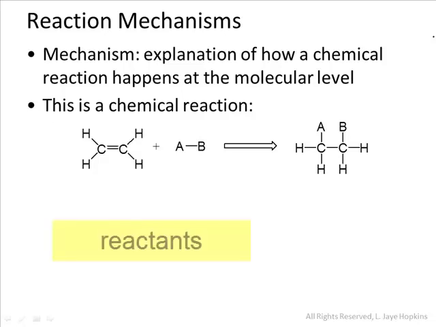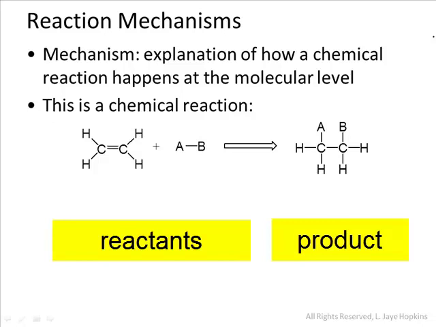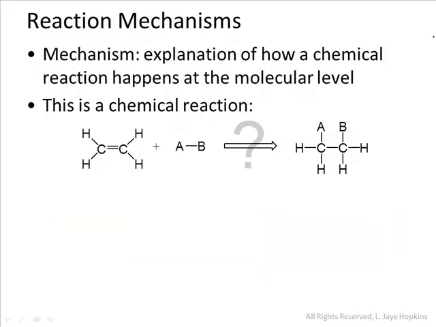On the left side, we have two reactants, an alkene and a molecule that has two atoms, A and B. On the right side of the arrow, we have our product. This is a chemical reaction because it shows us what we start with and what we end with. And it's helpful if that's all you need to know. But it's problematic if you want to understand how we got from the reactants to the products. It's a little bit like having all the ingredients to make something and a picture of what you want to make, but not having an actual recipe.